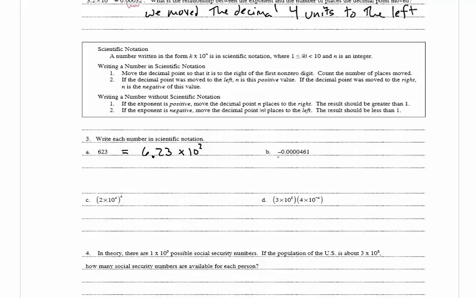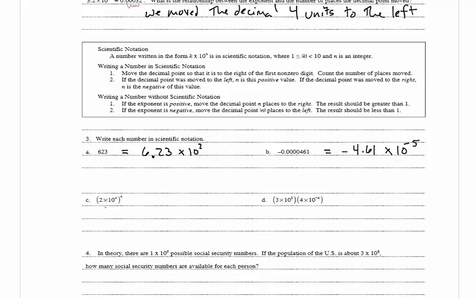In B, we have negative 0.0000461. So we're going to have negative 4.61 times 10, and then we need to count how many decimal places we moved. So we would move 1, 2, 3, 4, 5. So times 10 to the negative fifth.